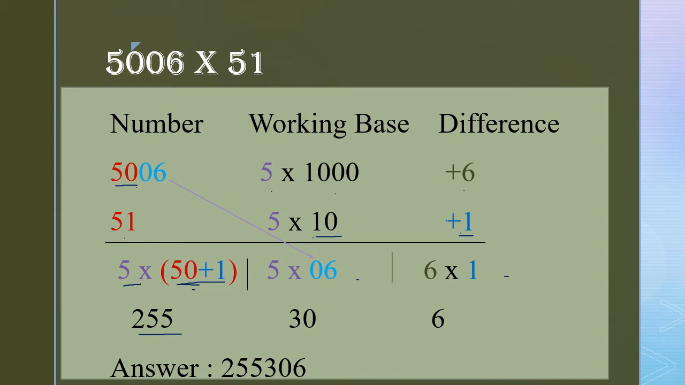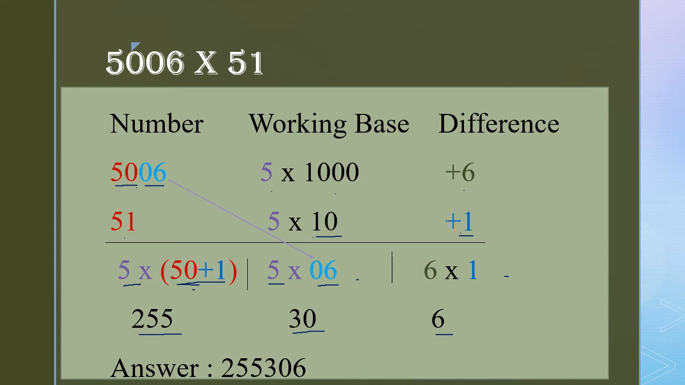For the second part, first we take that part of the number which was not used in the first step, that is 6. So 6 is written here. Now we multiply 6 by the factor, that is 5 times 6, which is 30. So this part is 30. For the last part we multiply 6 by 1, which equals 6. Now we have to check the number of digits in each part.